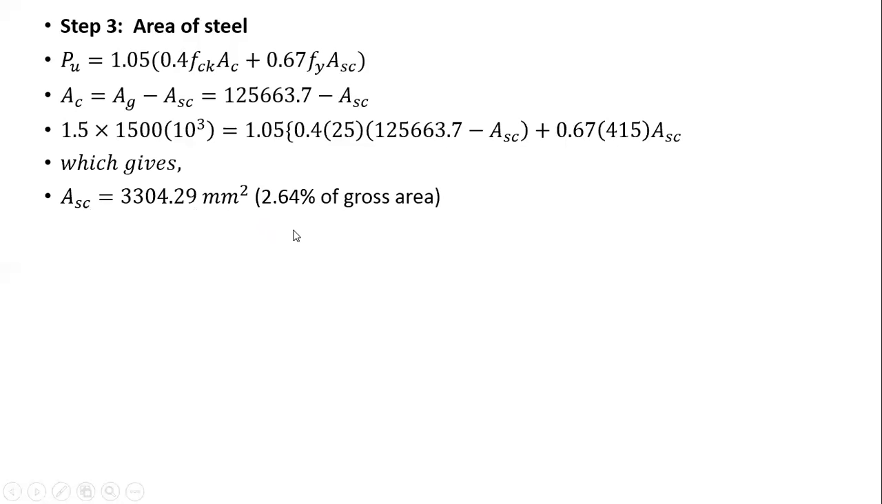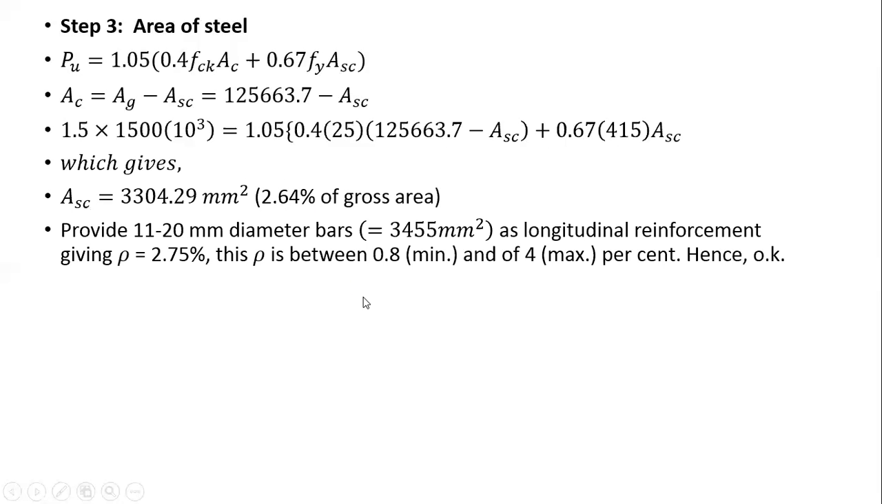The minimum requirement for longitudinal steel is 0.8%, as you already know, and the maximum requirement is 4%, so it is in between minimum and maximum. This means that it is okay. So you have to provide some bars here. I choose 11 bars of 20 mm diameter. If you multiply the area of one bar by 11 bars, the total area comes out to be 3455 millimeter square. This area should be more than the required area, and here it is more.